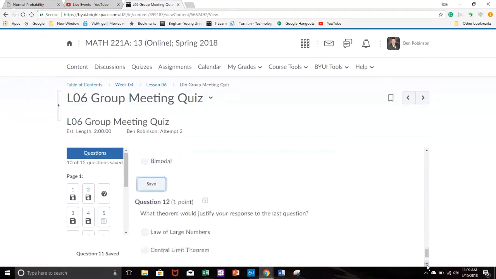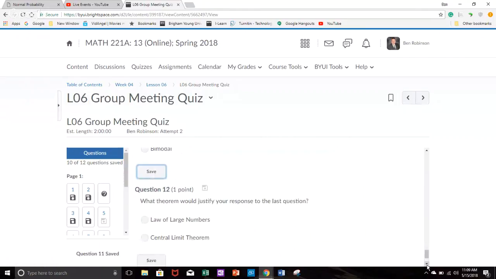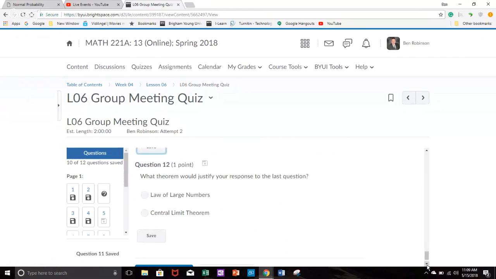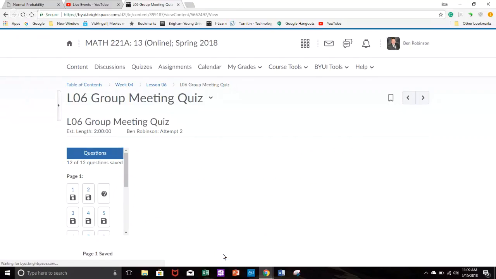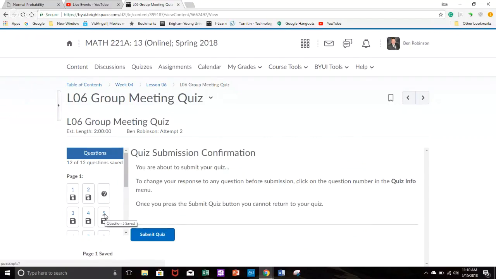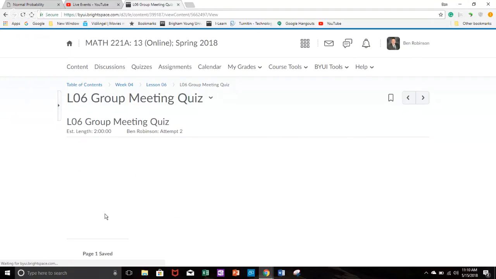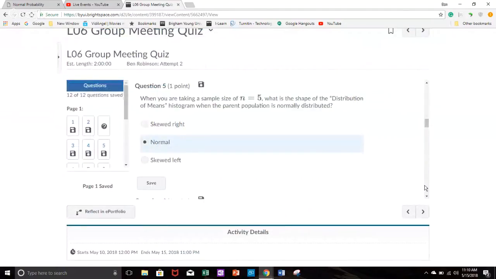And then this says, what theorem would justify your response to the last question? Although we just said that was the central limit theorem. Okay. We're ready to submit? I agree. Yes. Did we have something on 5? We did. Okay.